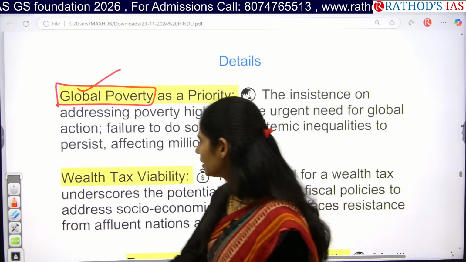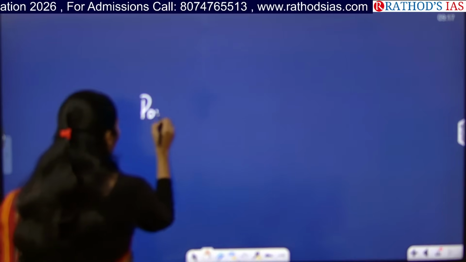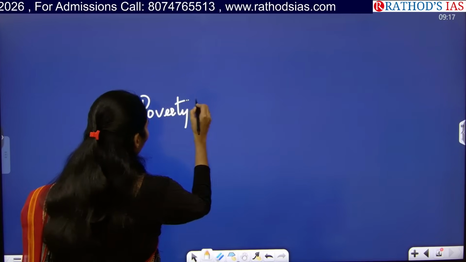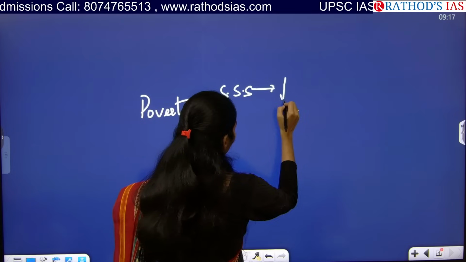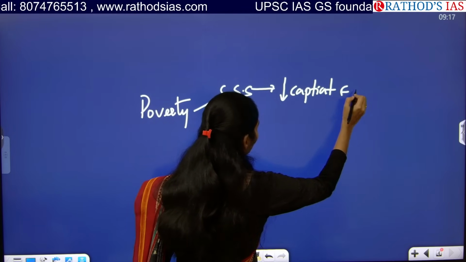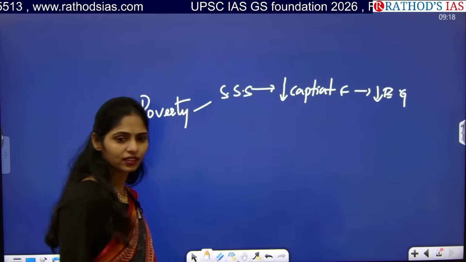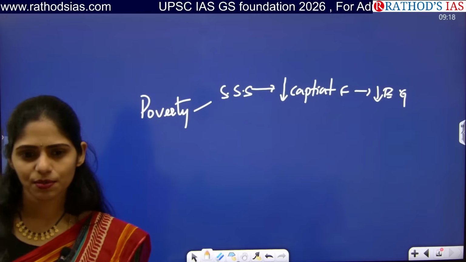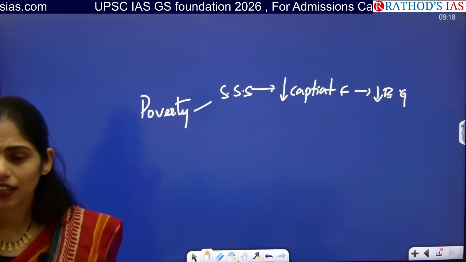Okay, let me write. So the first point you said is that due to poverty, the government needs to focus on social sector schemes. Is it right? Because of that, there is decreasing capital formation. So because of this, what happened? There is decreasing economic growth. Next point. Very good point. Next, come on.